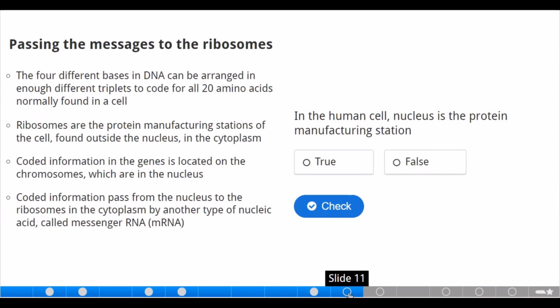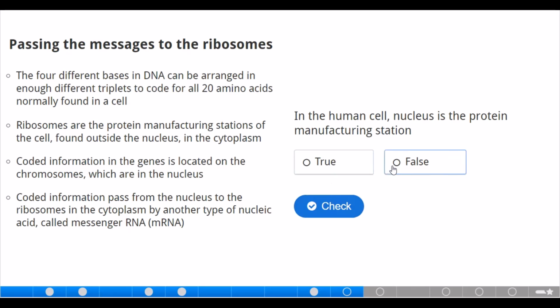Passing the messages to the ribosomes: the four different bases in DNA can be arranged in enough different triplets to code for all 20 amino acids normally found in a cell. Ribosomes are the protein manufacturing stations of the cell, found outside the nucleus in the cytoplasm. Coded information in the genes is located on the chromosomes, which are in the nucleus. Coded information is passed from the nucleus to the ribosomes in the cytoplasm by another type of nucleic acid called messenger RNA, or mRNA.